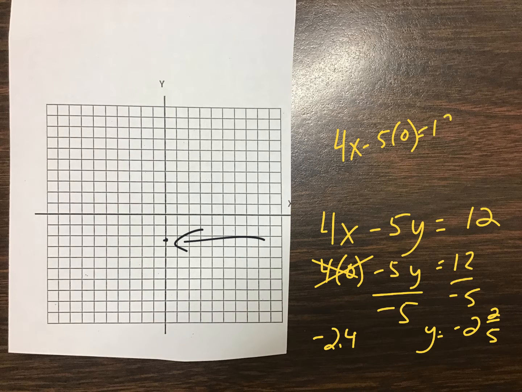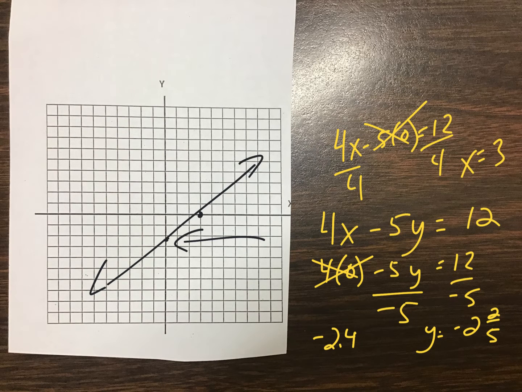And then if we go back, now we're going to do the y value is 0 to find the x-intercept. So that one's easier because I divide by 4 and I get 3. So my x-intercept is 3 right there. And that would be my line. Just connect those 2 points.